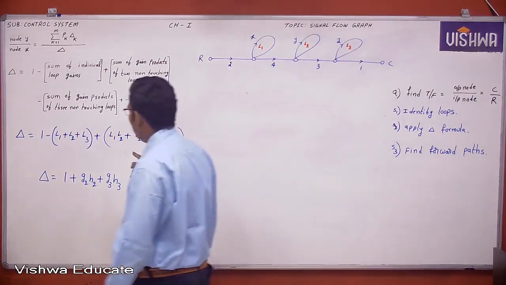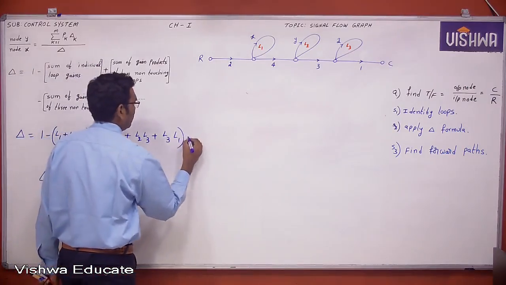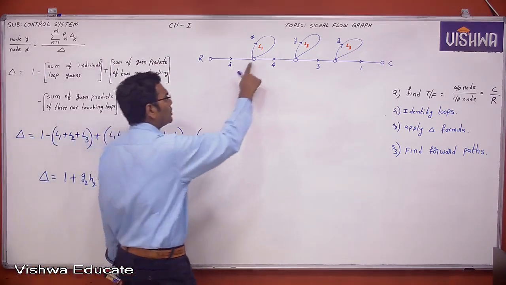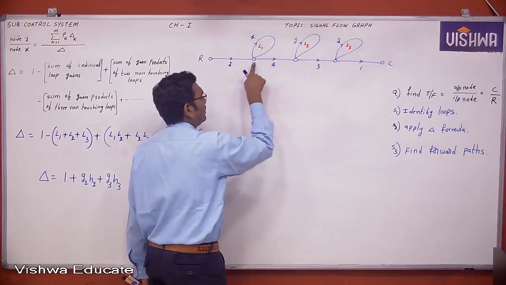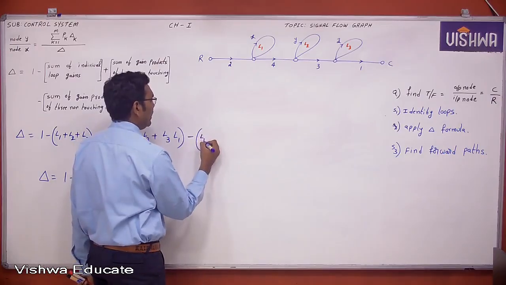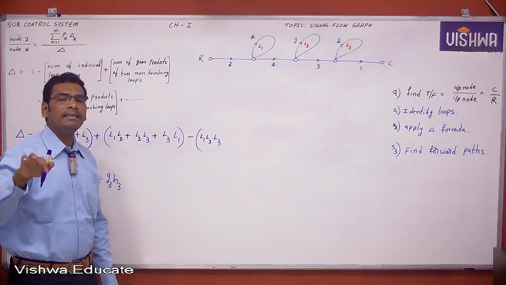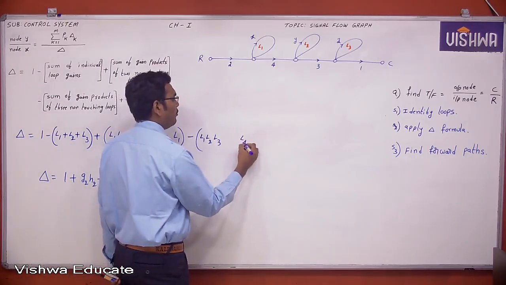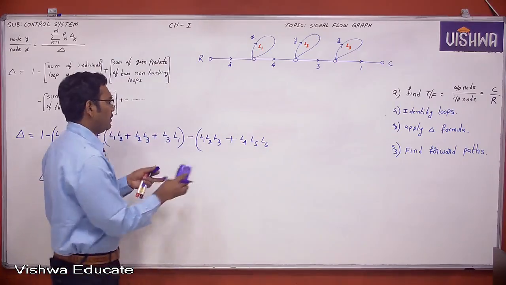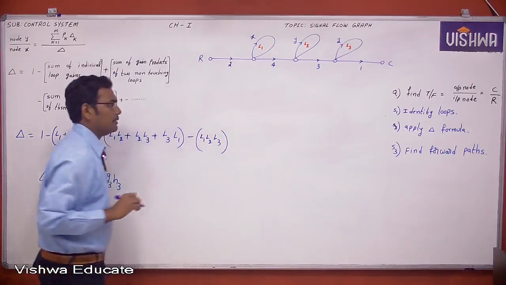Next, minus the sum of gain products of three non-touching loops. Are there any three loops here? Yes, there are three loops. Are these three non-touching? Yes, loop 1, loop 2, loop 3 are non-touching loops. Therefore, L1 L2 L3. Suppose there were other three non-touching loops like L4, L5, L6, we would add their sum, but unfortunately that is not there here. Okay, up to this point is the formula.